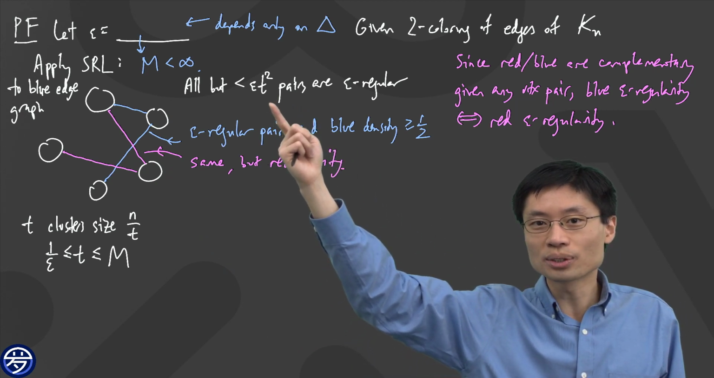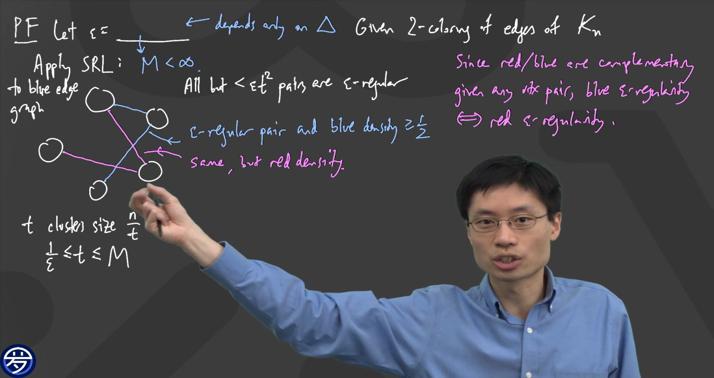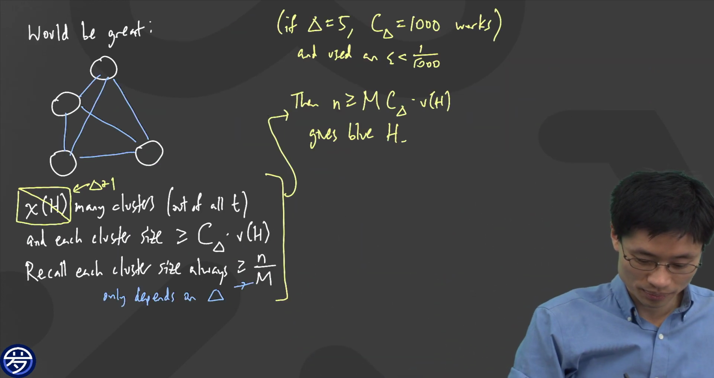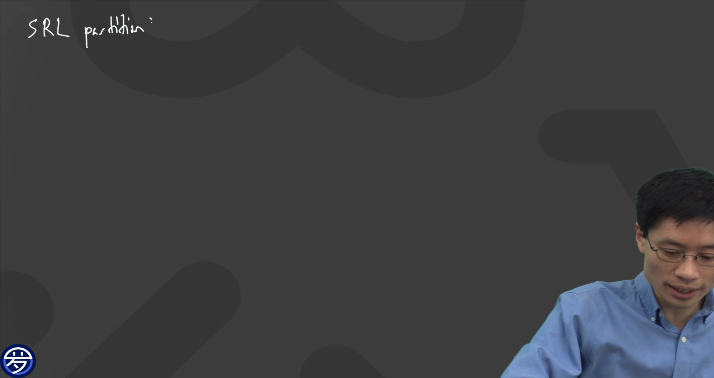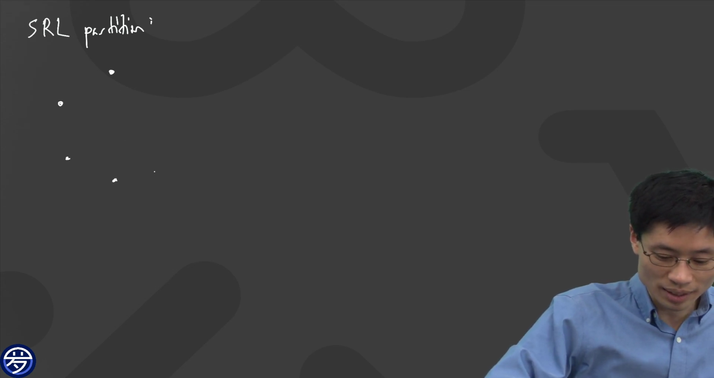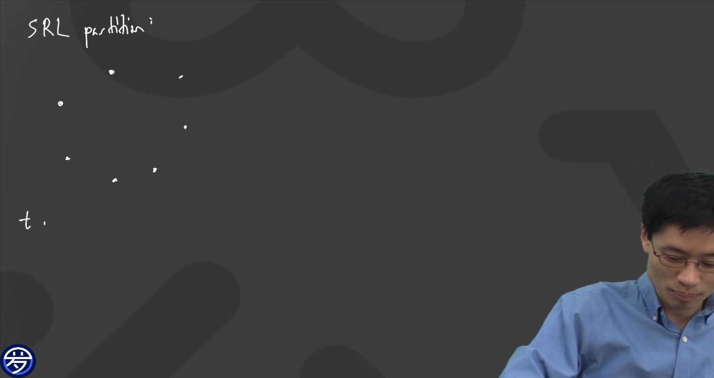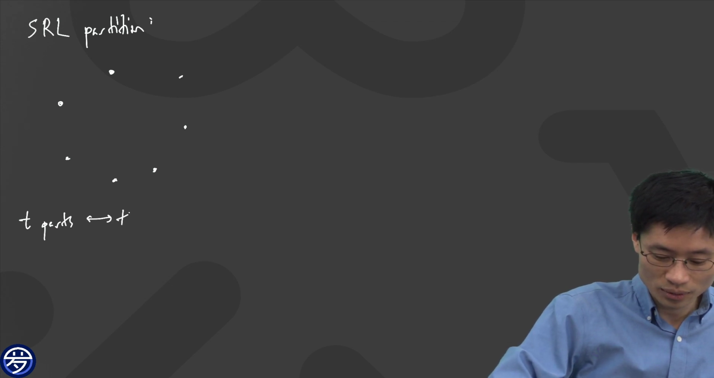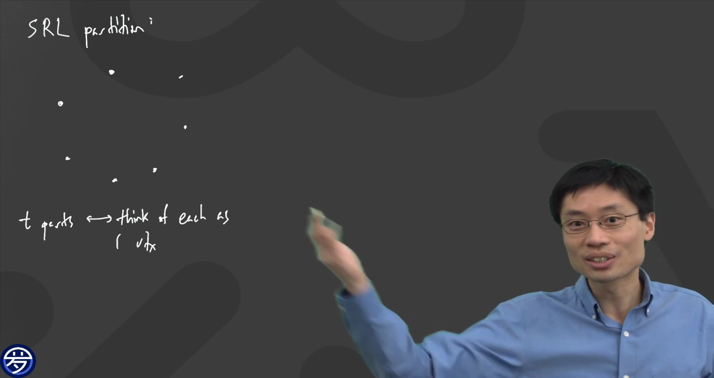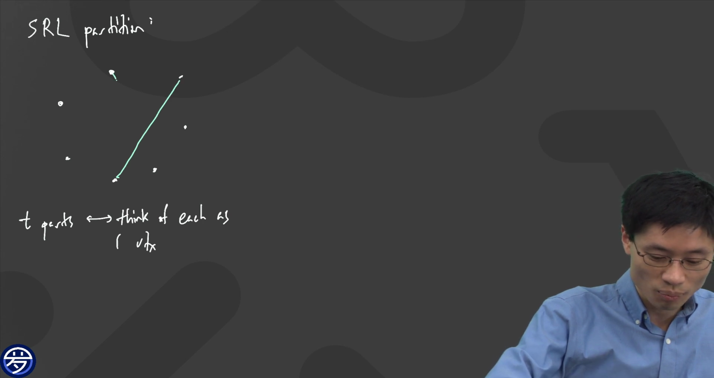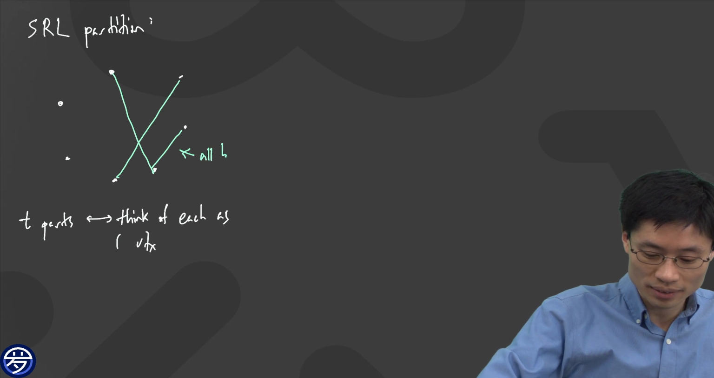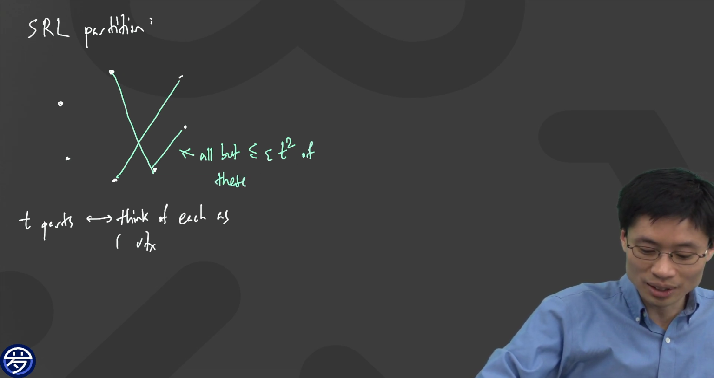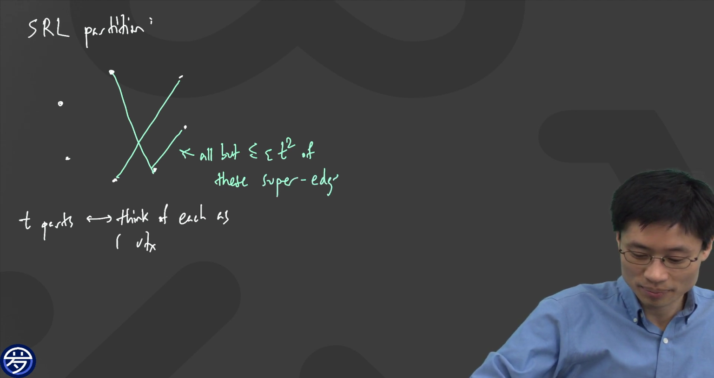But now, I already know that almost all the pairs are epsilon regular. So if I look at this, I just draw another graph where I draw one vertex for each part. The regularity lemma partition looked like this. You had t parts, but these parts are just vertices now. Each I think of as one vertex. Now I'm going to look at what happens with some of these pairs. I'm using green to say that all but at most epsilon t squared of the edges, I'm going to use the word super just to emphasize they're not normal edges, are there.